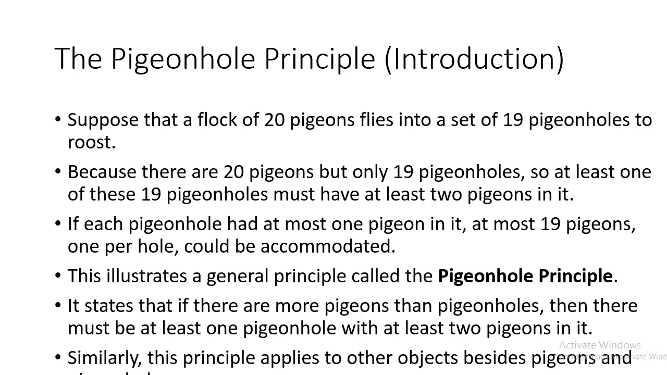So this illustrates a general principle, and that principle is called the pigeonhole principle. This principle states that if there are more pigeons than pigeonholes, then there must be at least one pigeonhole with at least two pigeons in it. Okay, what does it say? There must be at least one pigeonhole with at least two pigeons in it. Similarly, this principle can be applied to objects other than pigeons and pigeonholes.